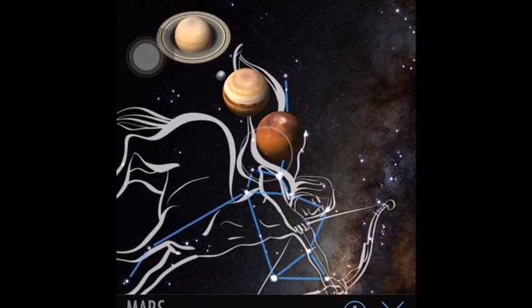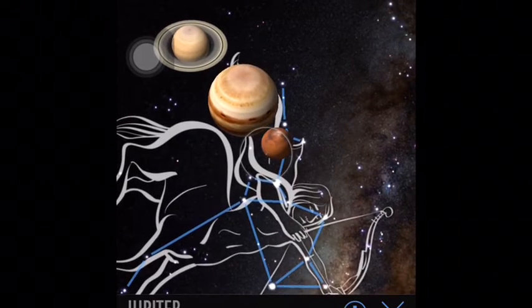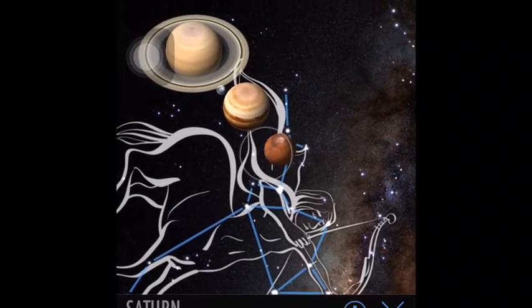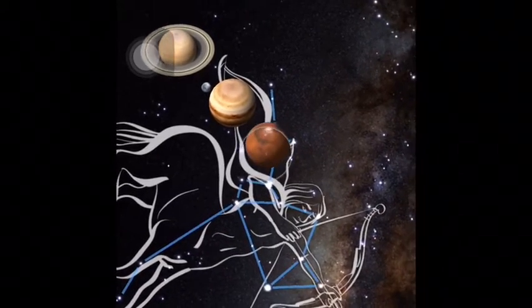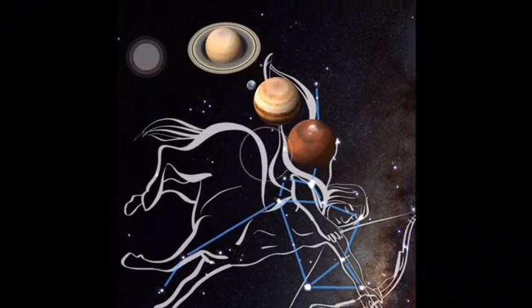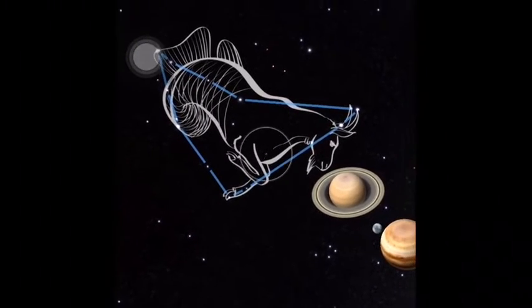I want to start with showing you the Milky Way. This is used with the Skyview app. These heavenly bodies are in Sagittarius, where the Milky Way is. You can see with your eyes that Saturn, Jupiter, and Mars and little Pluto there.